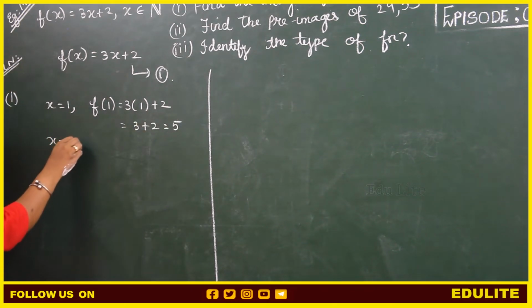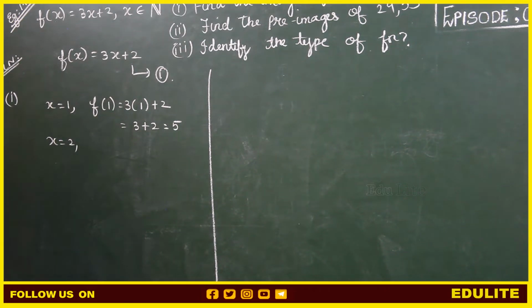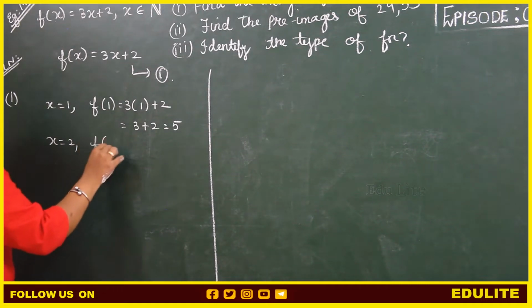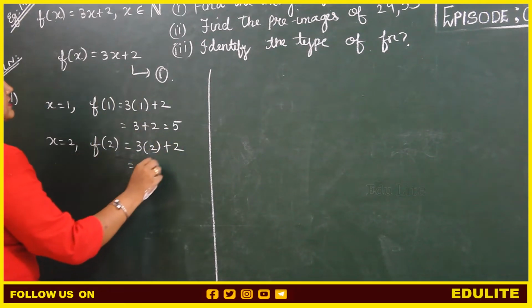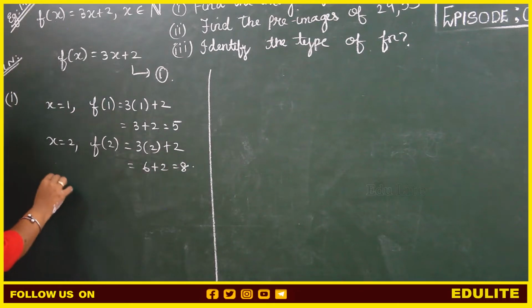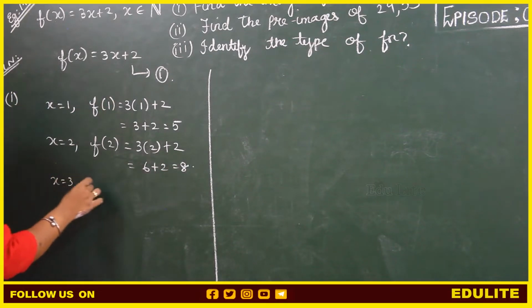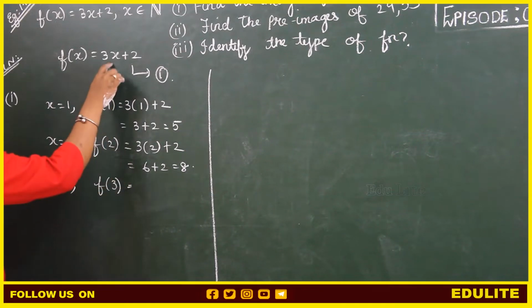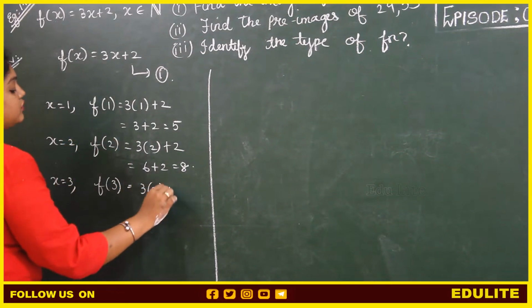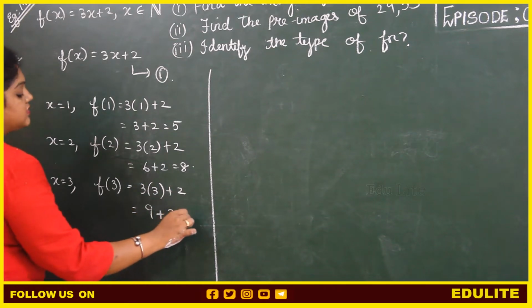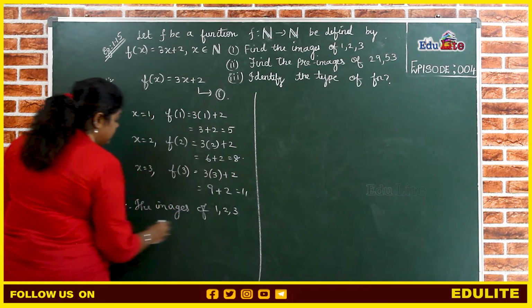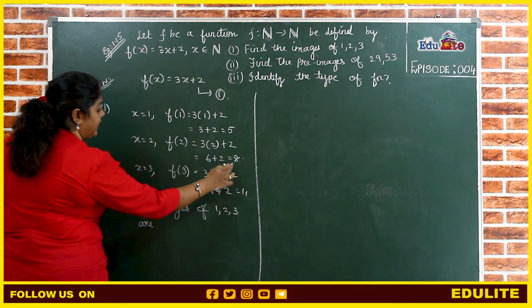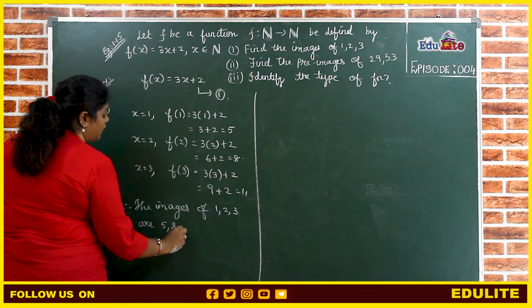Next, we are asked to find for x equal to 2. The images means we have to consider the given values as x values. So f of 2 is equal to 3 into 2, we are substituting here, plus 2. 3 twos are 6, 6 plus 2, which is 8. Next, the value of x we are asked to find is 3. So f of 3 is equal to, we will substitute 3 for x, therefore 3 into 3 plus 2. 3 threes are 9, plus 2, which is 11. Therefore, the images of 1, 2, 3 are 5, 8 and 11. So thus we have found the images.